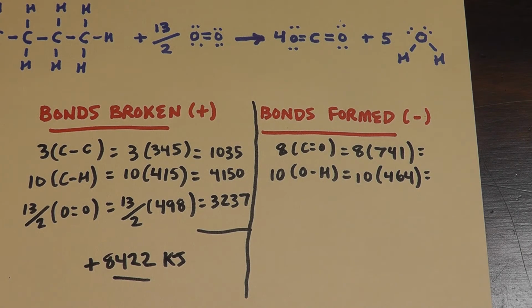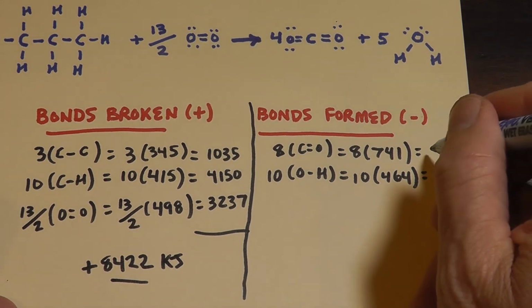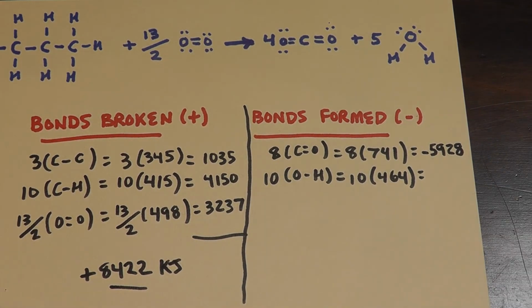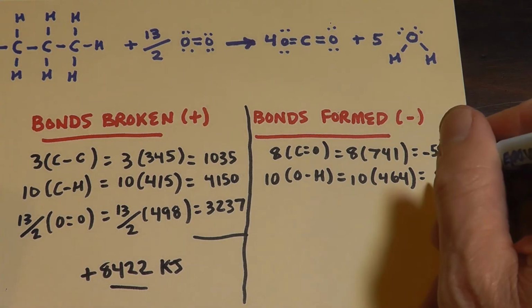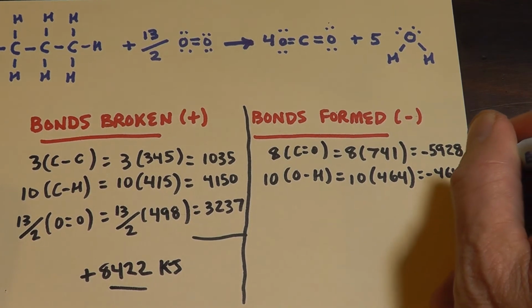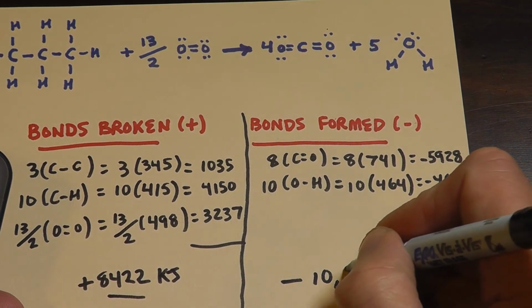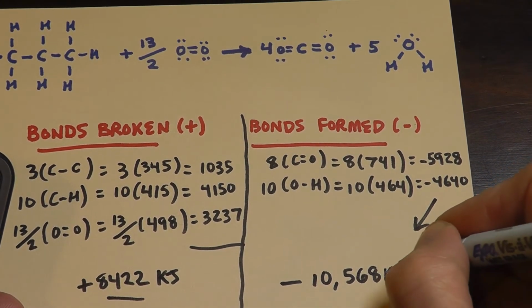All right, so okay, 741, and I'm double checking here. 741 times 8 is 5928. I'm going to do the negative now. Minus 5928. 464 times 10 is minus 4640. And I'm going to add those up. It's going to be negative 10,568 kilojoules.